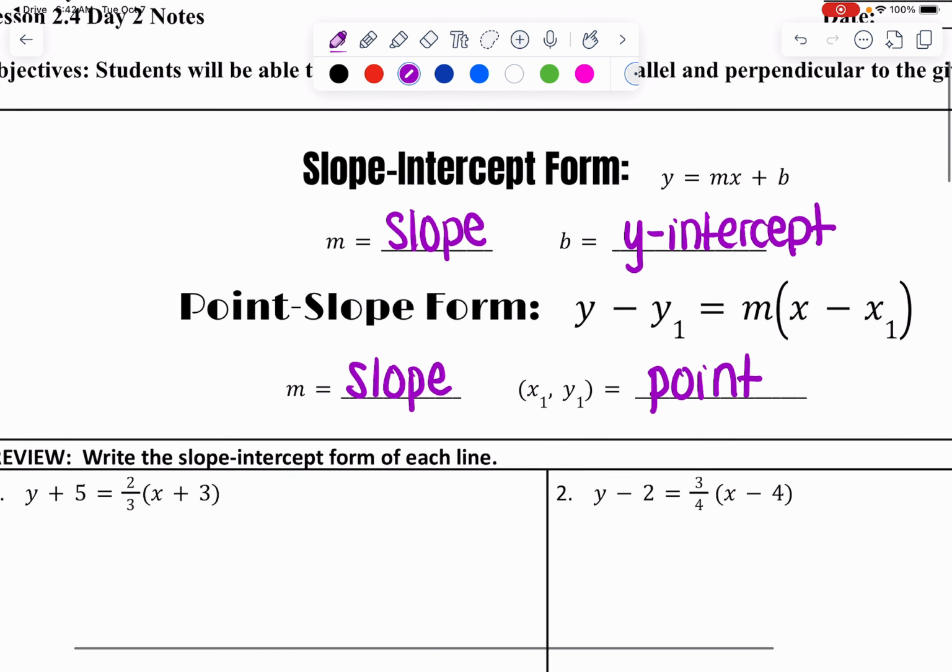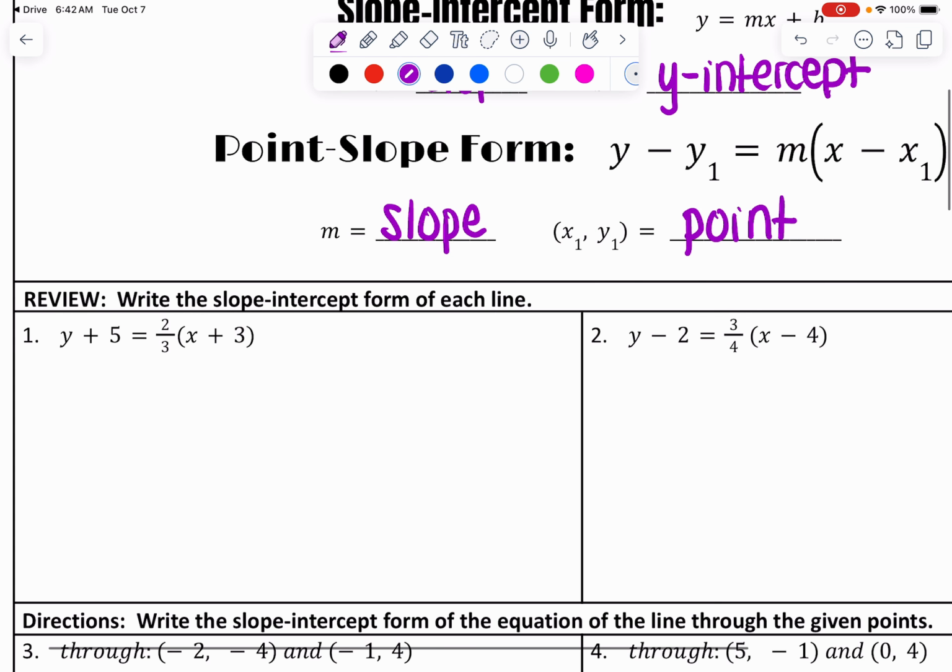Okay, so what we're going to practice first is just writing in slope-intercept form for each line. So when we talk about writing in slope-intercept form, what we're talking about is writing or solving for y. Alright, so that's what we're going to do in each one of these.